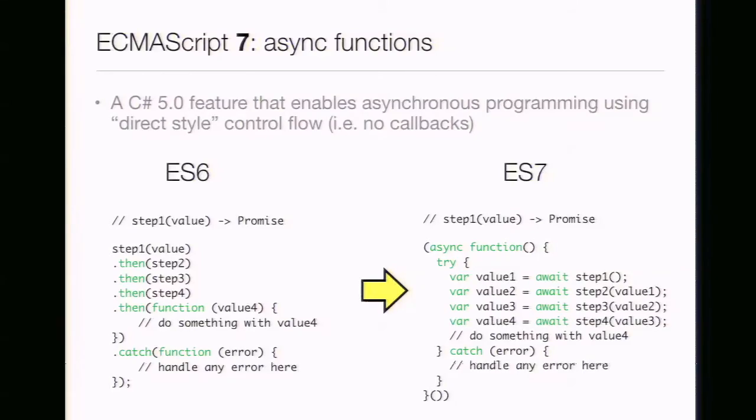So if we look back at that promisified example that I showed you earlier, where we have these 4 steps that we need to execute in sequence, and then we attach a catch handler. This is better than the callback-based version, but the problem is that you have this sort of monadic control flow. You have to wrap everything in a function.